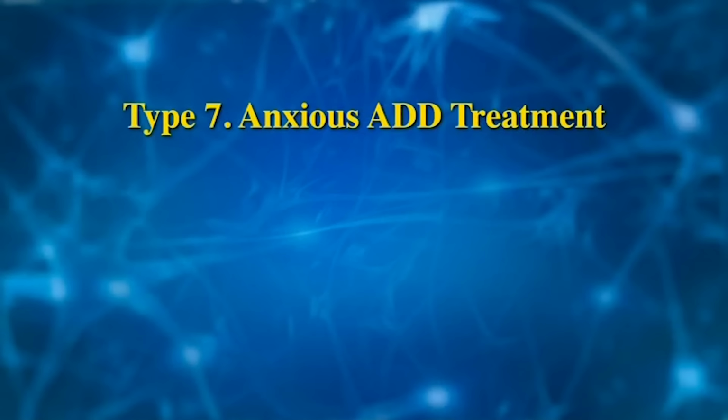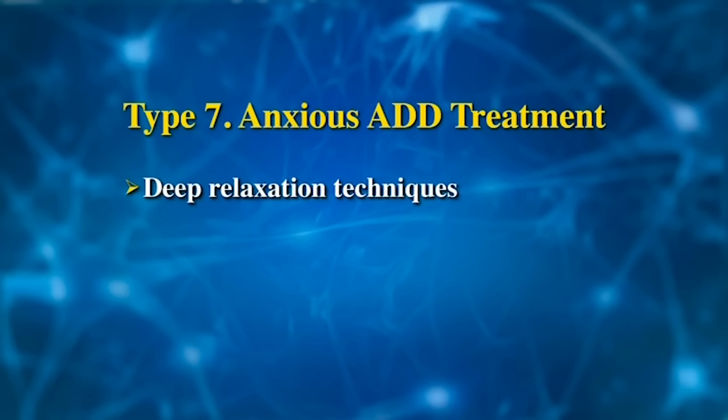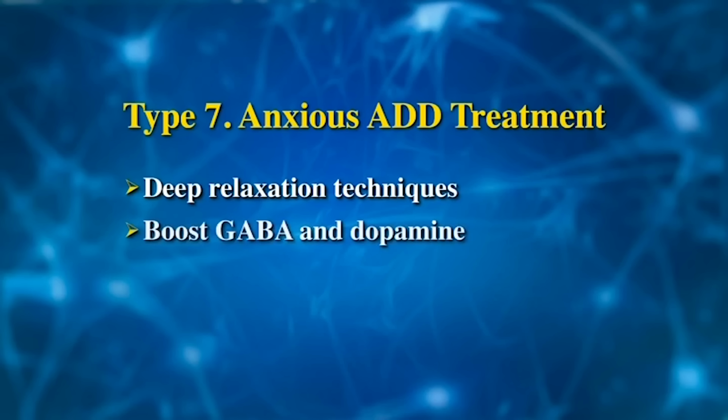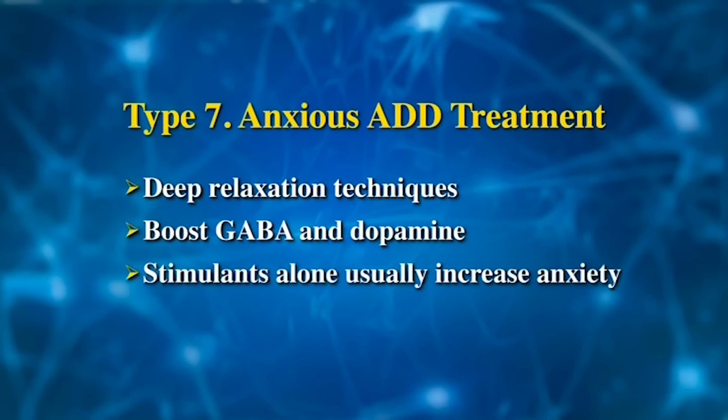This type tends to do well with deep relaxation techniques such as meditation or hypnosis, and supplements or medicines that balance the brain and boost both GABA and dopamine. We help them achieve a relaxed and focused state. Stimulants alone usually make these people more anxious.